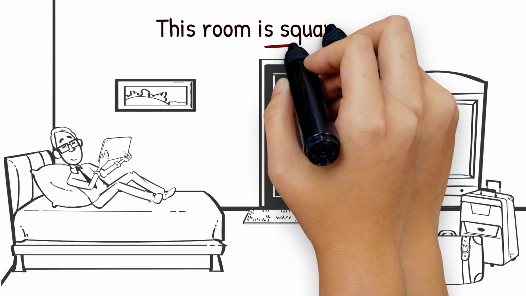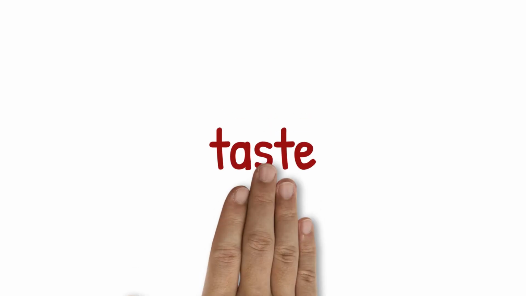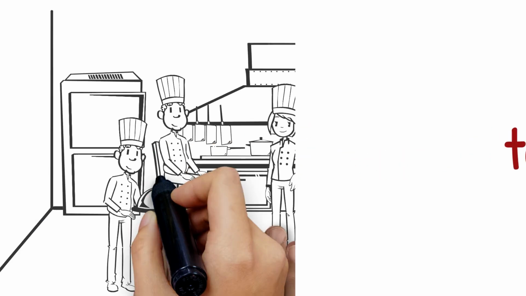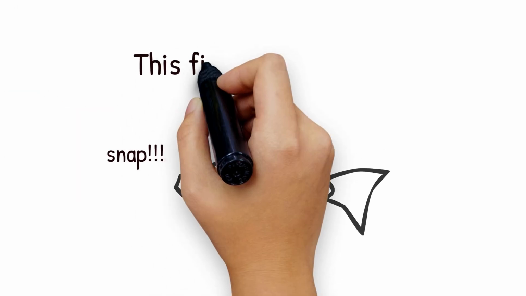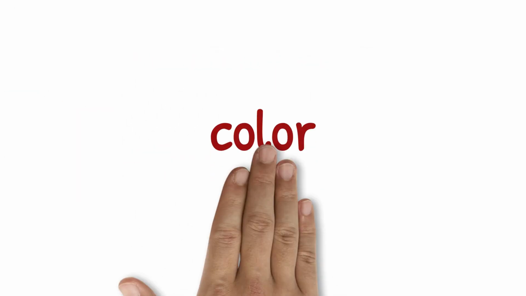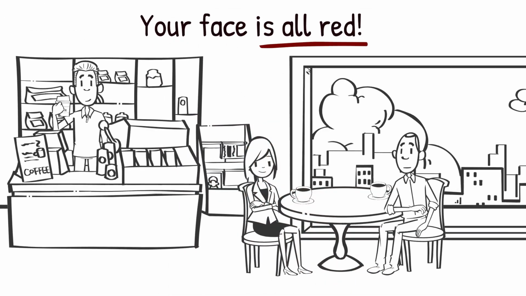Shape. This room is square. The ball is round. Taste. Your pasta is gross. This fish is delicious. Color. Your face is all red.